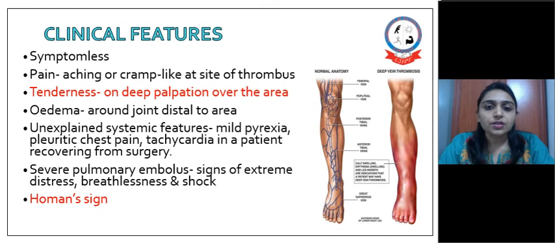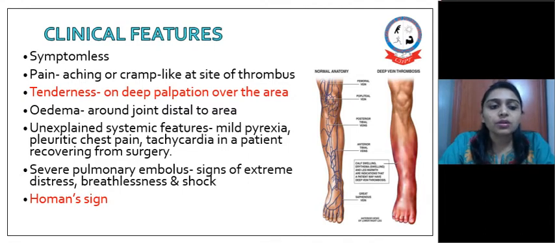The clinical features of deep vein thrombosis are: sometimes the patient may be just symptomless, or sometimes the patient may come with pain, aching or cramp-like at the site of thrombus, and tenderness on deep palpation over the area, whatever area the patient is feeling pain. If we do a deep palpation, it will be very much tender for the patient.